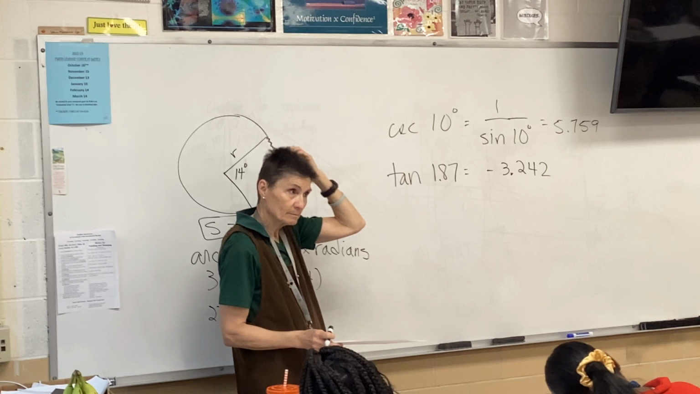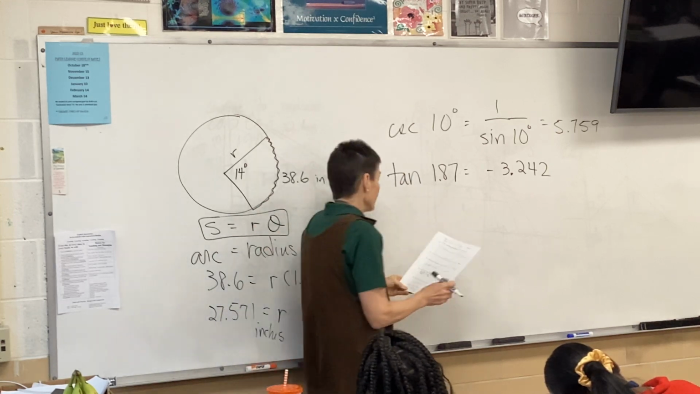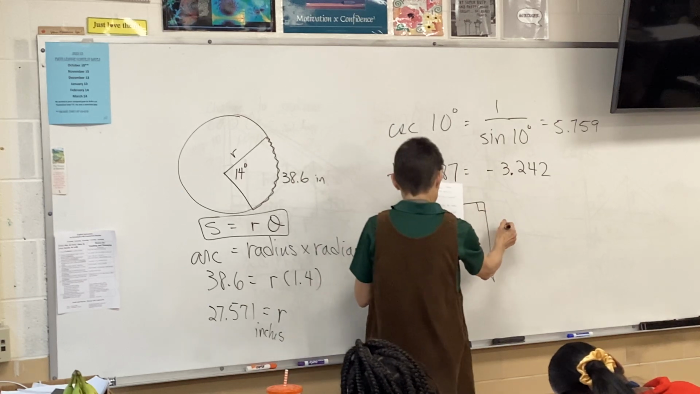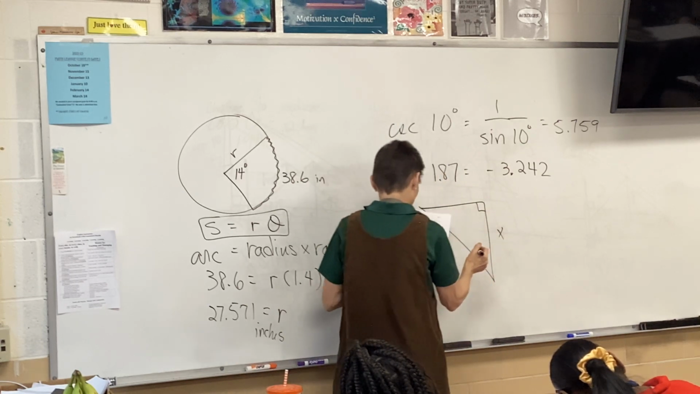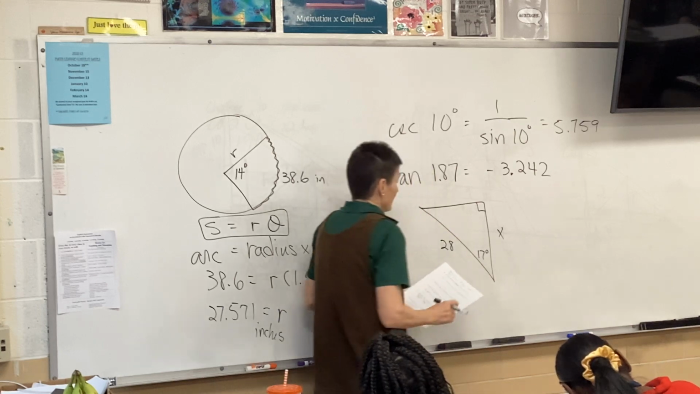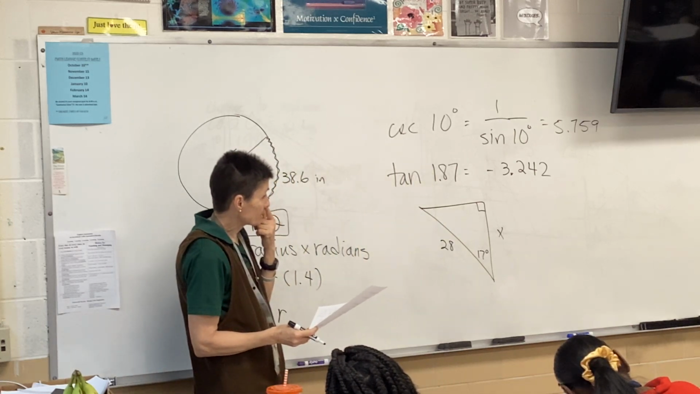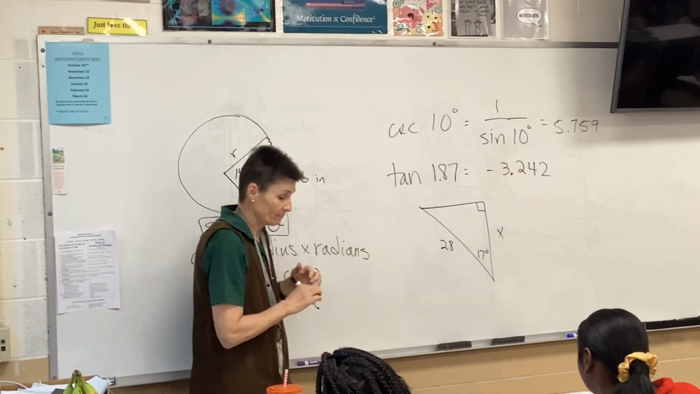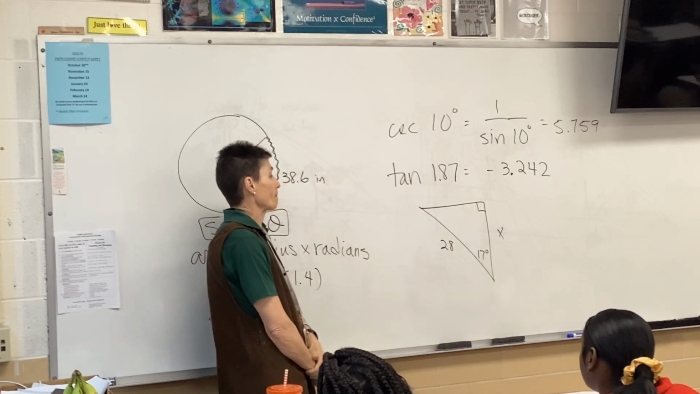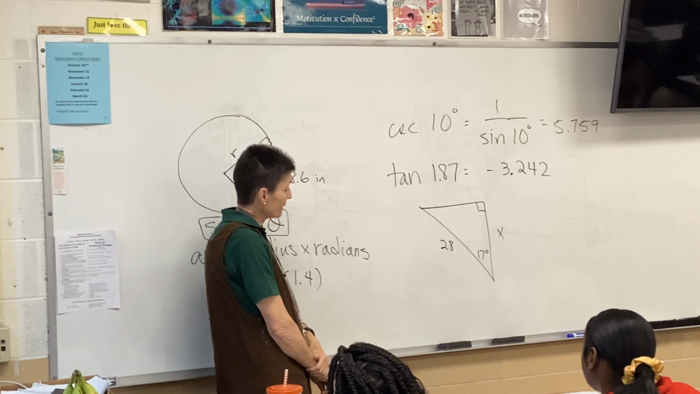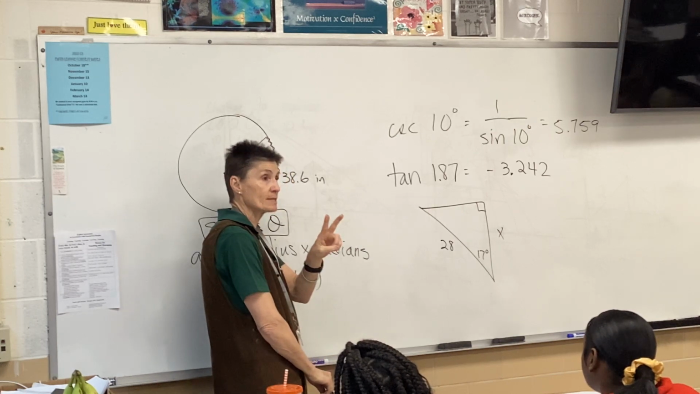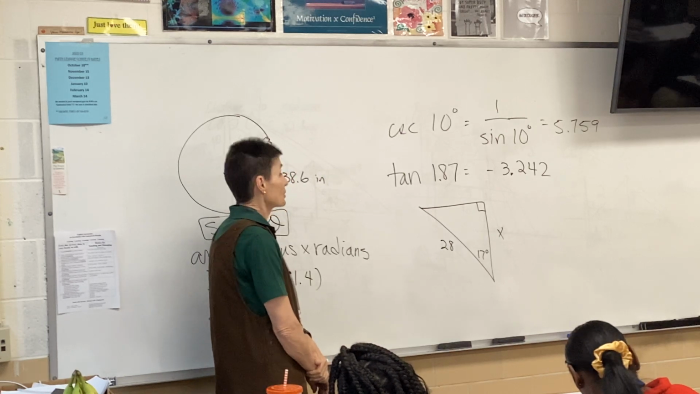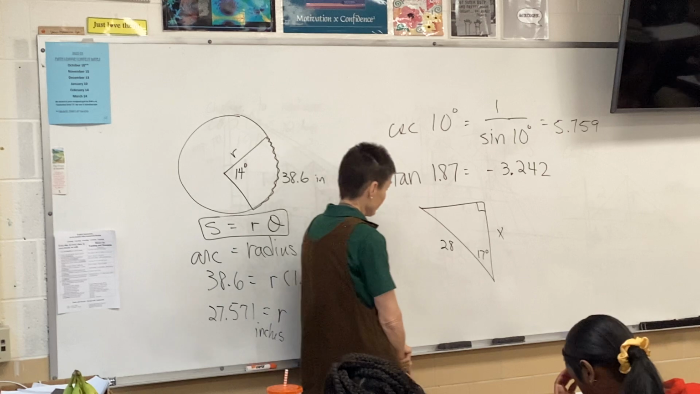Everybody okay? Okay. Next, we've got a little picture here, and we need to solve for x. So, we're gonna write an equation. But before we write it, we gotta figure out if it's gonna be sine, cosine, or tangent. So, what do you think?